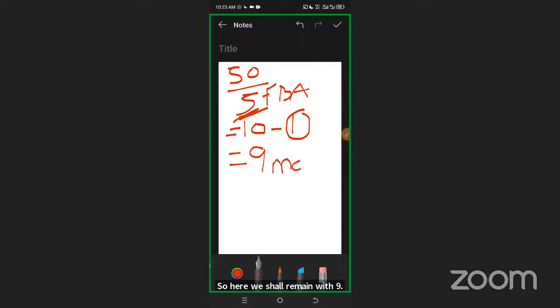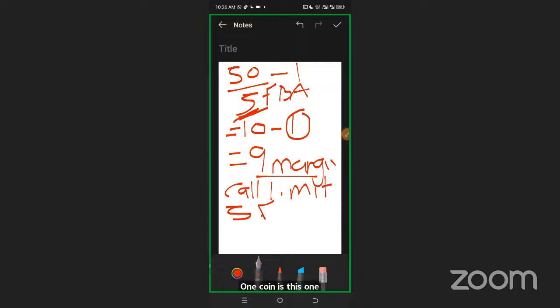9 becomes our margin call limit, in other words, our number of margin calls. Meaning that if you are using $50 as your trading capital, you are going to set 1 coin. In this 1 coin, the first buy-in amount is going to be $5, and the number of margin calls is going to be 9.